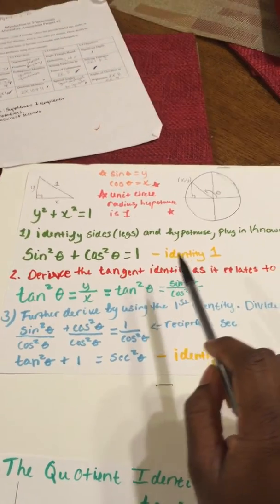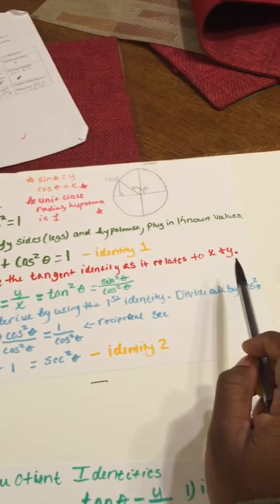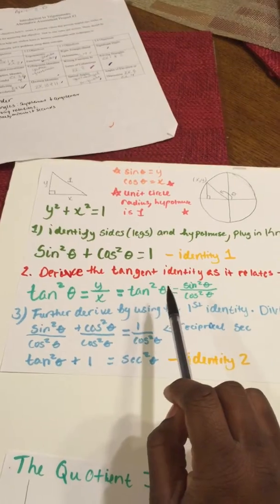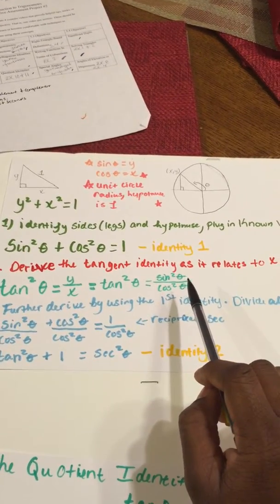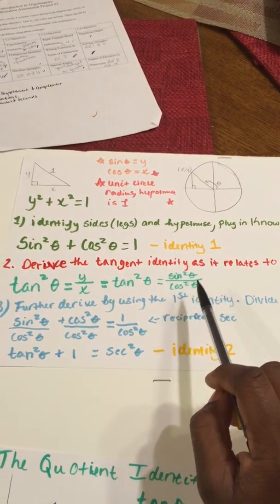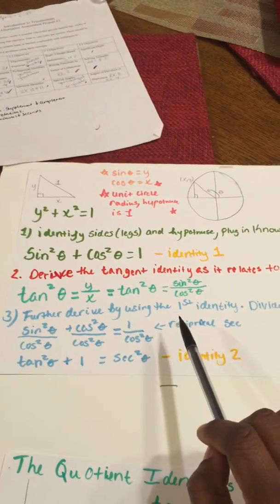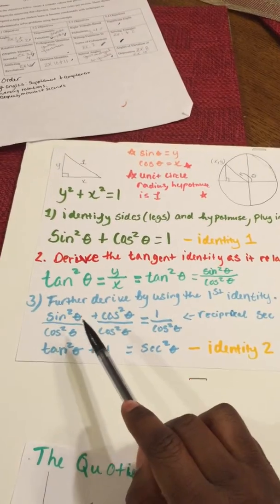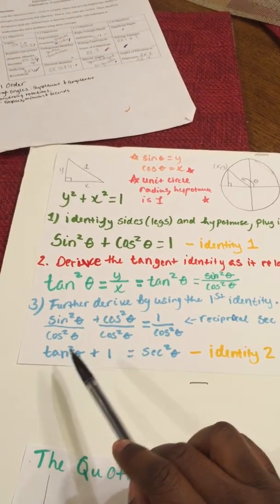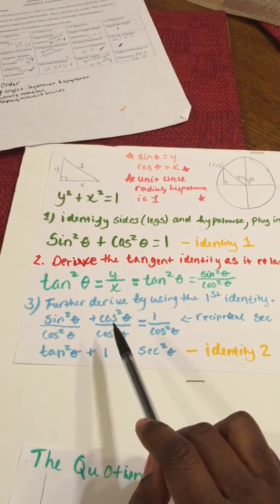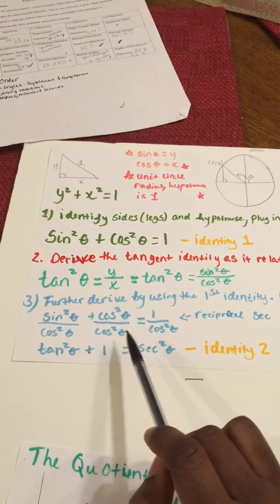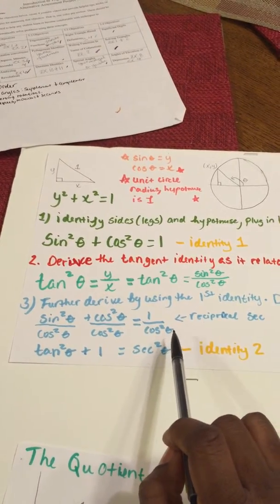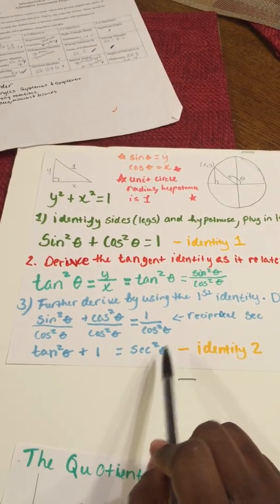To derive the tangent identity as it relates to x and y, tangent squared of theta is equal to y divided by x. So tangent squared of theta is equal to sine squared of theta divided by cosine squared of theta. To further derive by using the first identity, you divide by cosine squared theta. Sine squared of theta divided by cosine squared theta is tangent squared theta, plus cosine squared theta divided by cosine squared theta is equal to 1. And 1 over cosine squared theta is secant squared, which is reciprocal.